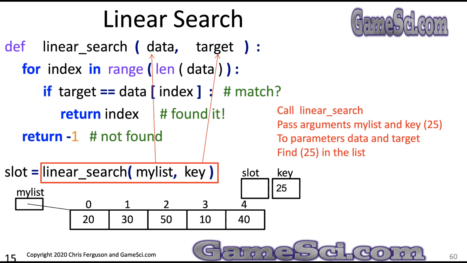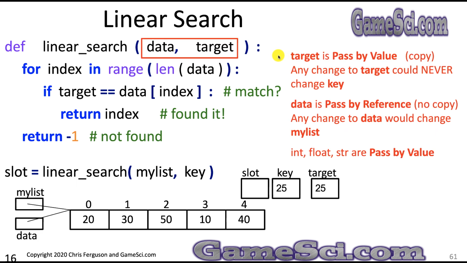So myList is a reference to this entire list of numbers. It will be passed to and assigned to the data variable. Key contains a 25. The value 25 will be assigned to the parameter target. Now look what happens with the local variables or the parameters when we complete the call. Target is passed by value. It's a copy. Any change to target could never change the key.